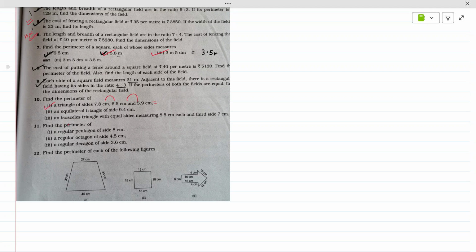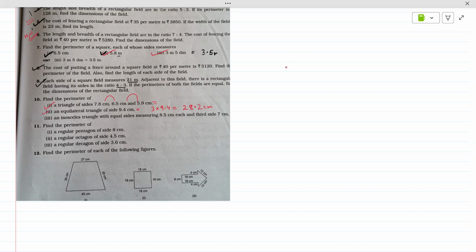Next one, we have equilateral triangle. What is an equilateral triangle? All the sides of the triangle are equal and we are given one side. So what we have to do? Multiply this with 3 and we will get the perimeter. This is 9.4. You multiply this with 3. It will be 28.2 centimeters, right?